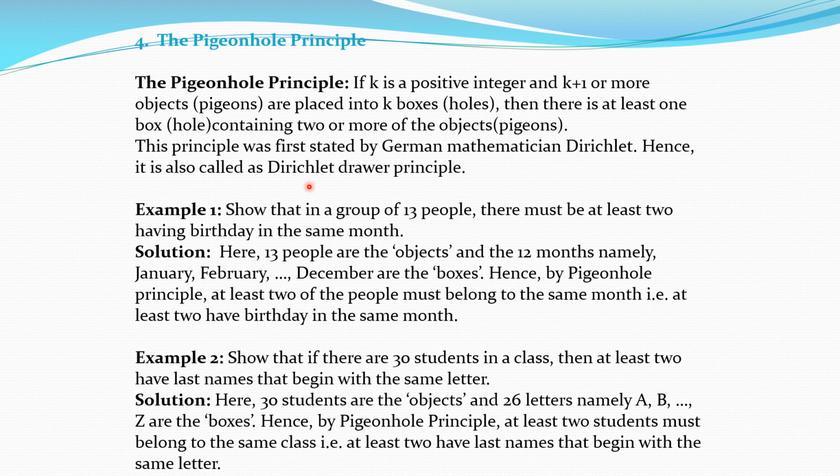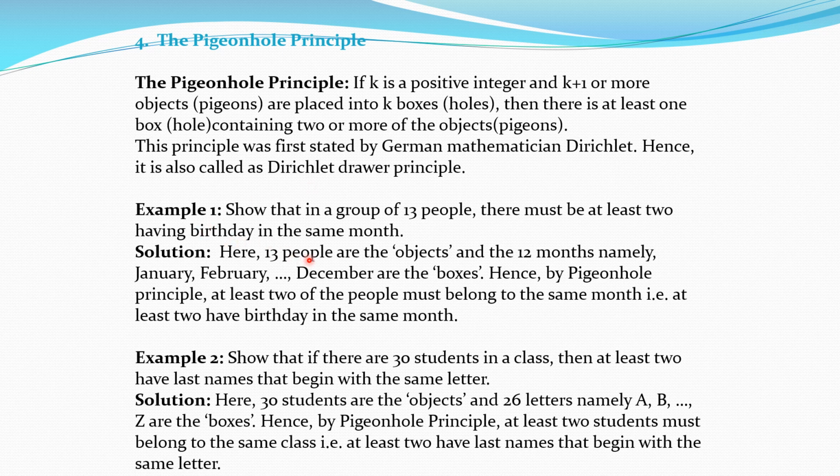So here we have taken 5 boxes and 6 objects. The number of objects is more than the number of boxes. So we got one box containing a minimum of 2 objects. So this is nothing but the pigeonhole principle.